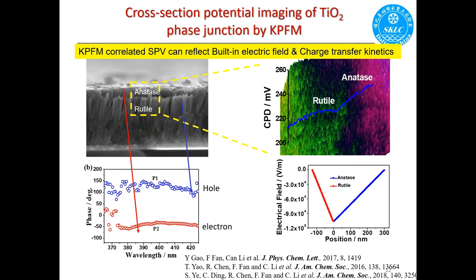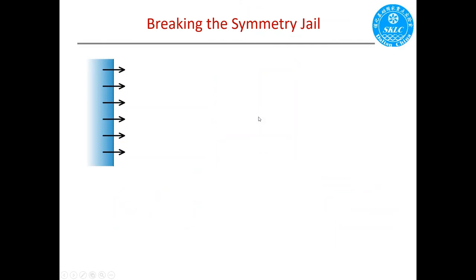Now this method has been successfully applied to other photoelectrodes in our group. I just show you two literature you can read, but I will not show too much detail on this kind of material, because PEC electrodes naturally have this asymmetric structure. It can separate the electrons and holes upon the bias applied.